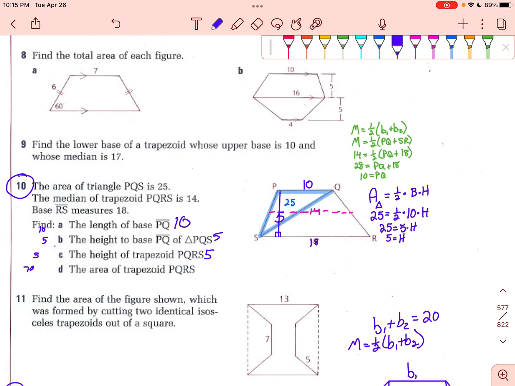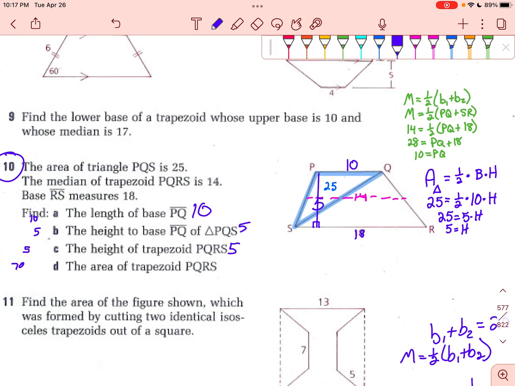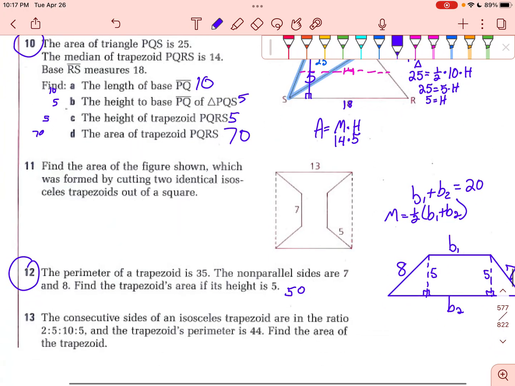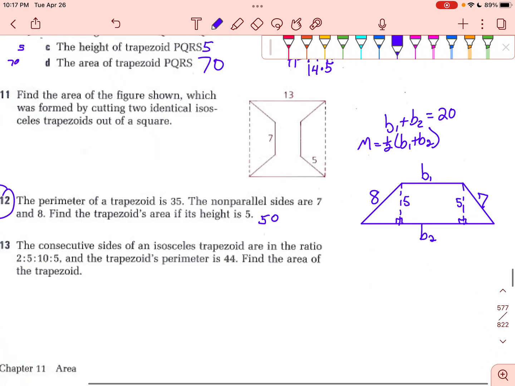Then it says to find the area of a trapezoid, and of course I like to find the area using the median times the height, and I know that my median is 14 and my height is 5. So the area is 70. Now moving on to 12.